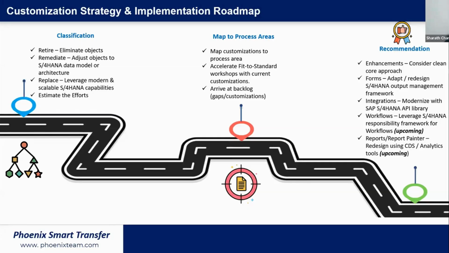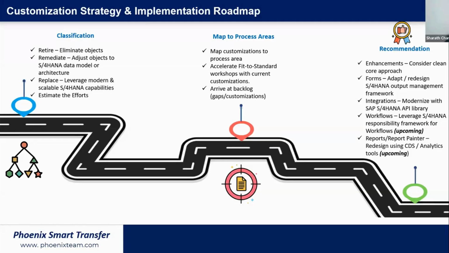And then the next step is to map them to each of those individual process areas. And finally, arrive at a backlog of all the items that need to be performed or adjusted or implemented as part of the S4HANA. And one of the key functionalities is the recommendation it's going to make, like enhancements or the RISE objects, right? Enhancements or extensions. It's going to give you an approach based on the clean core philosophy.